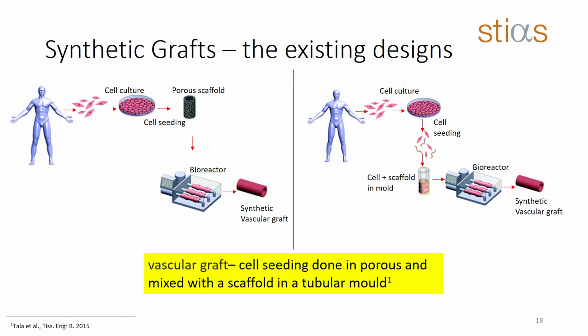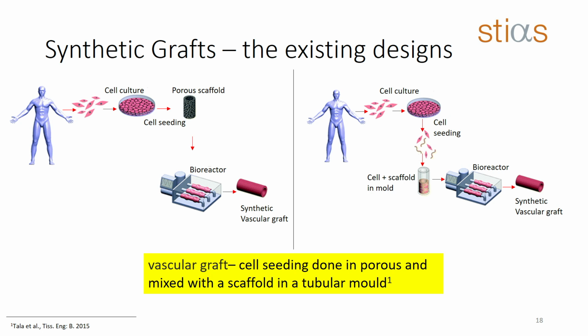But what are the existing designs today? There are so many designs that exist from the synthetic grafts. Most of the time, they are just scaffolds or templates which are seeded with cells and then implanted. And then, of course, we have the bioreactor to induce the cell seeding process.